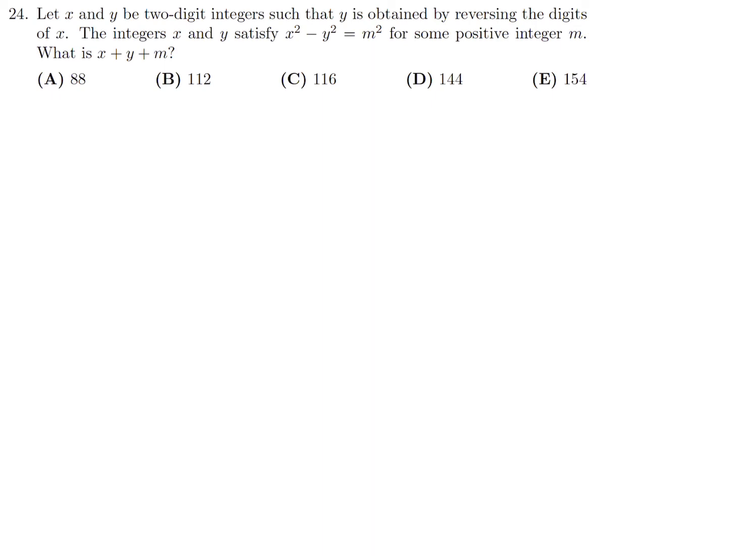Let x and y be two-digit integers such that y is obtained by reversing the digits of x. The integers x and y satisfy x squared minus y squared is equal to m squared for some positive integer m. What is x plus y plus m? X is a two-digit number, so let's say it's AB. Y, therefore, since you get it by reversing the digits, will be BA, like that. So for example, if x was 57, y would be 75. Correct? Now, how do you write these out in terms of their actual value? It would be 10a plus b, and y would be 10b plus a.